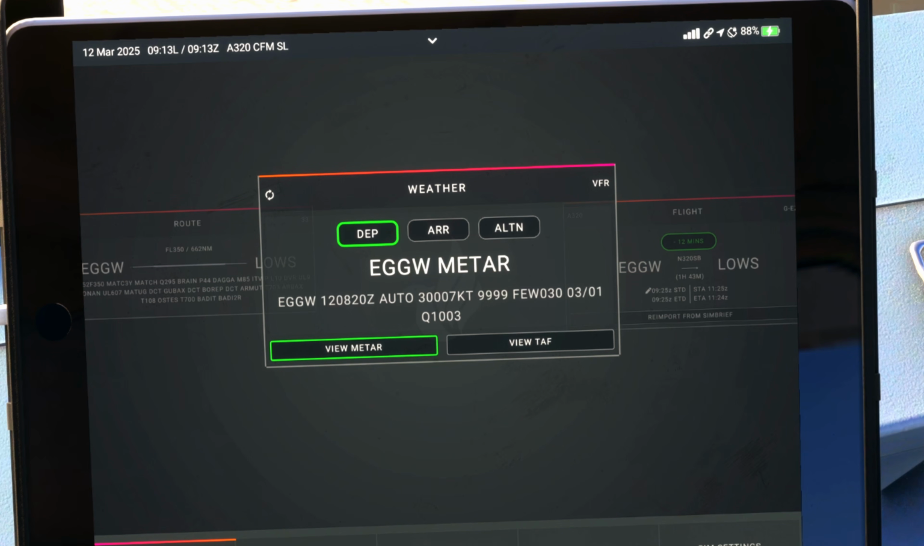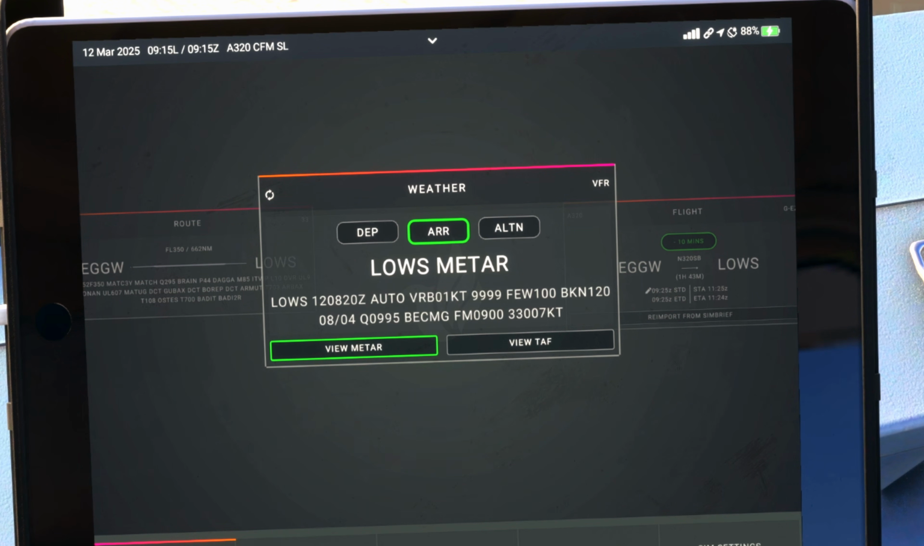It tells us that the wind's light, 7 knots from 300 degrees true. Visibility is excellent with 10 kilometers or more visibility. We've got few clouds at 3,000 feet, meaning good flying conditions. Temperature is +3, dew point is 1, so there's a small chance of fog. And the pressure is 1003 hectopascals, and we'll use that to set our altimeters accordingly. So overall, good weather for flying.